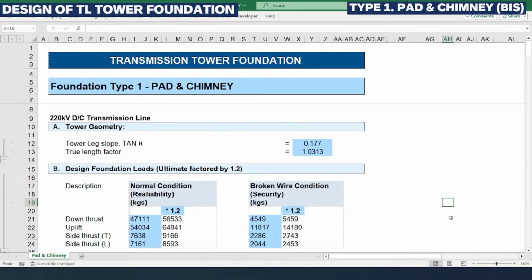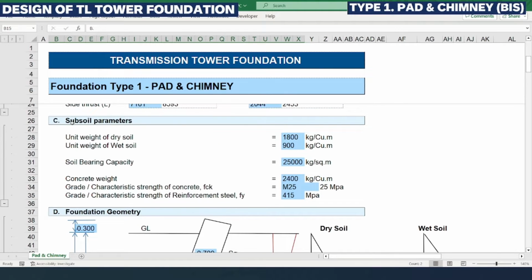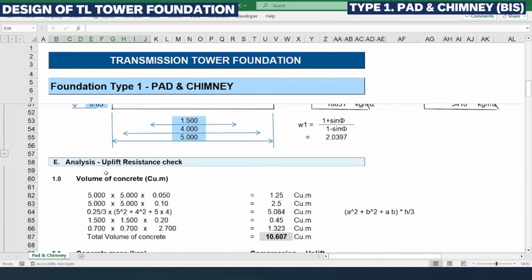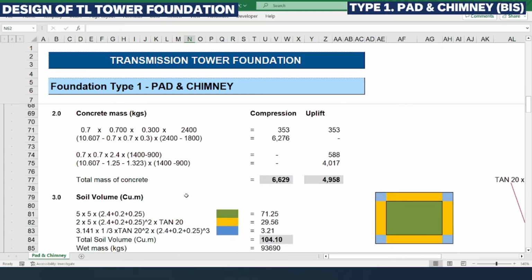So on the screen you can see an Excel sheet which is the calculation in which we are doing the foundation design for type 1 pad and chimney. So far we had discussed in part 1 about tower geometry, design foundation loads, subsoil parameters, foundation geometry, and uplift resistance check.